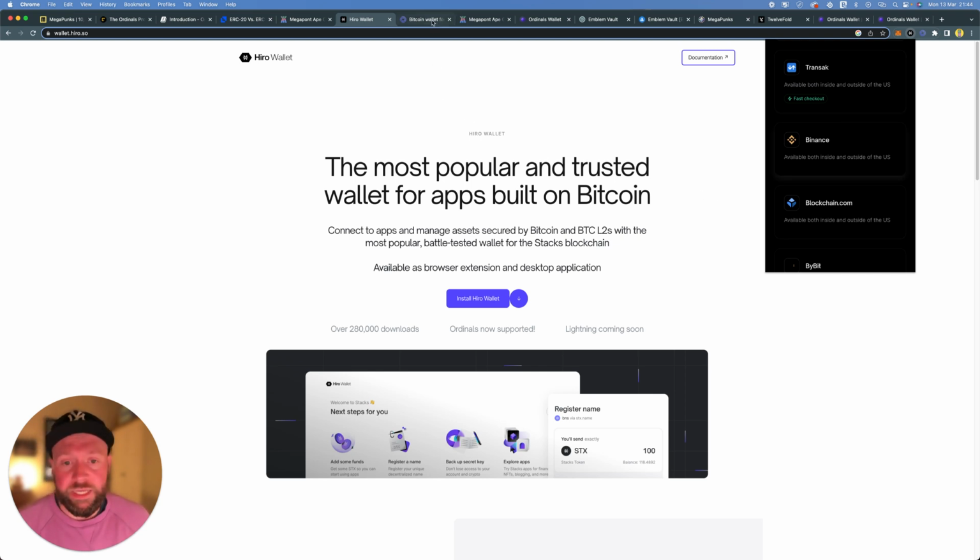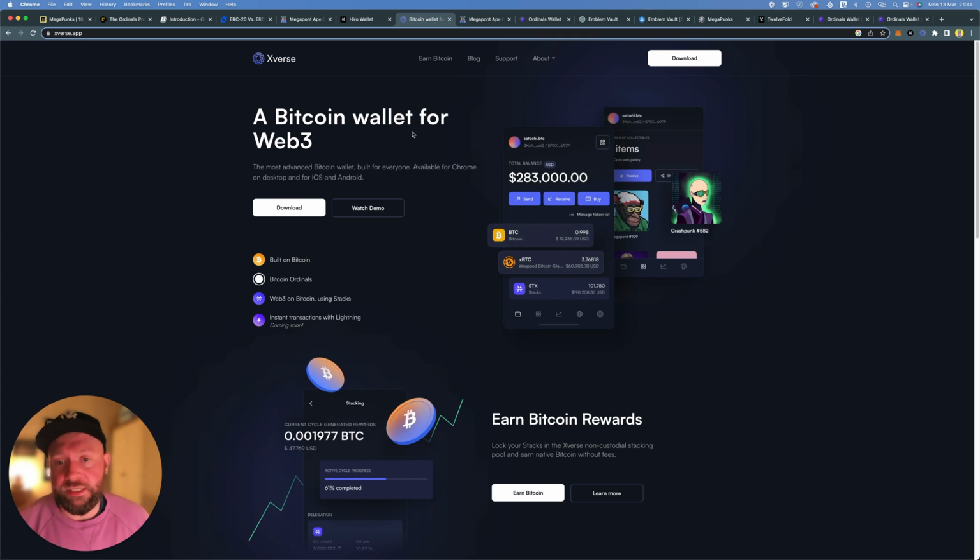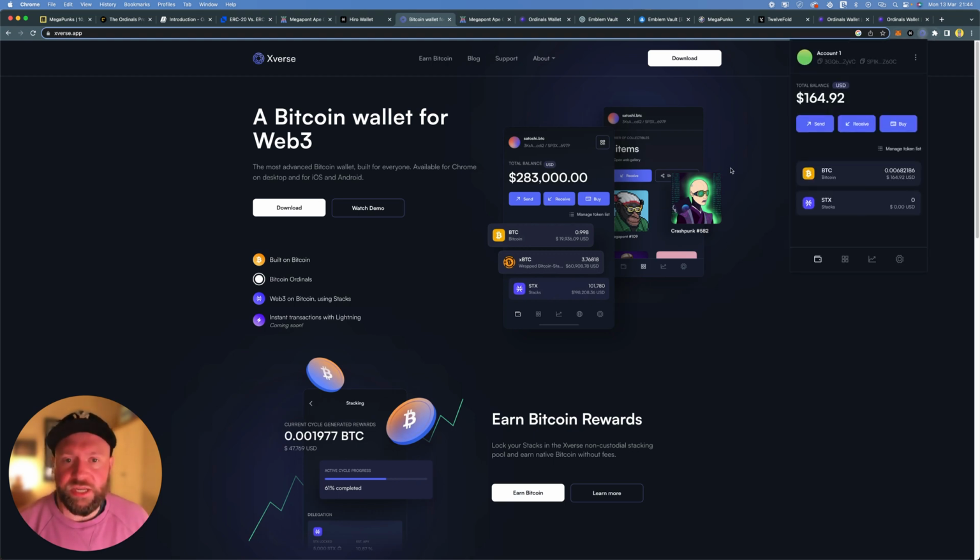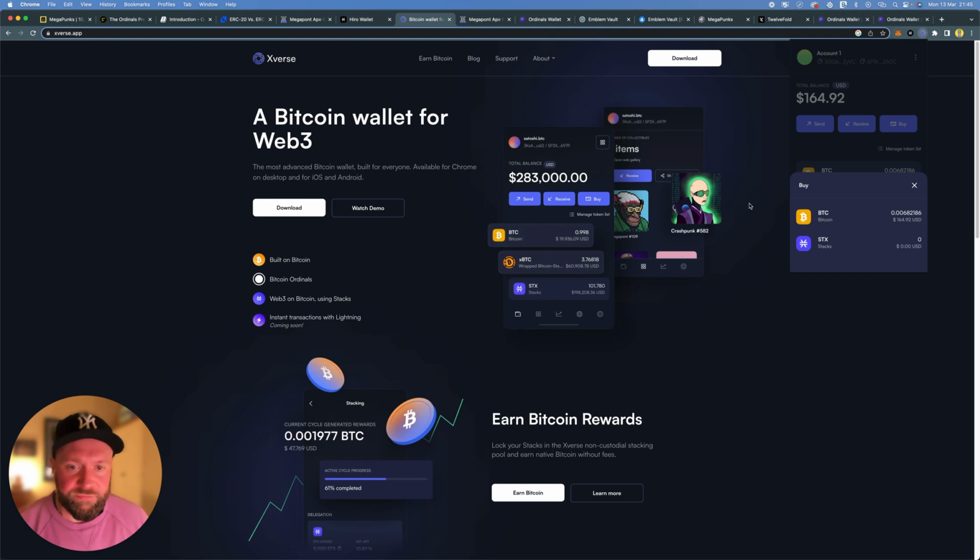Then the next one is Xverse, which is very similar to Hero. Not open source, but this one does have a mobile app. So this one edges it for me, probably in terms of being a more flexible tool for more people to use. Again, the process here for buying BTC or transferring ordinals is very, very similar to Hero, and I can highly recommend either, to be honest.